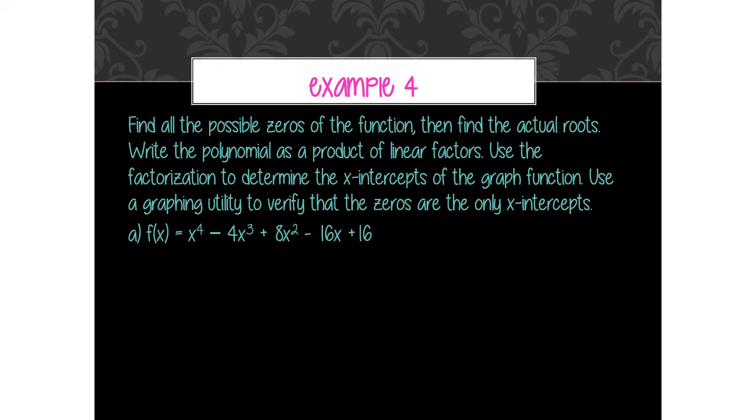So now this one says, find all the possible zeros of the function, then find the actual roots, write the polynomial as a product of linear factors, use the factorization to determine the x-intercepts of the graph for the function, and then use a graphing utility to verify that the zeros are only x-intercepts. So we got to break this apart, right? The first part says find the possible zeros of the function. How do I do that?